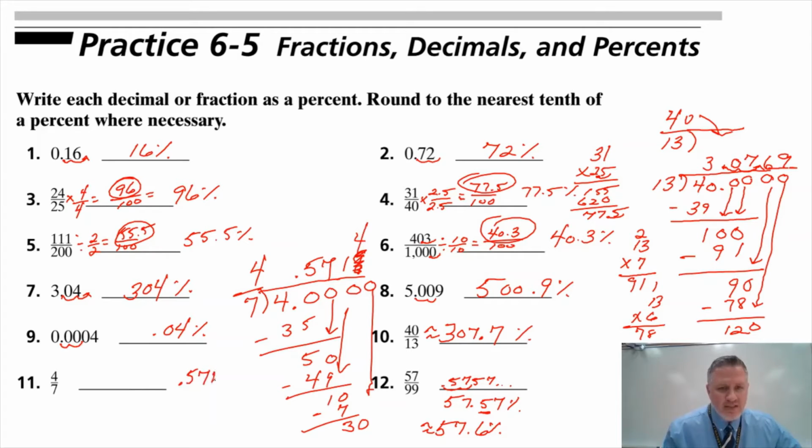I'm sorry, 5714. I really don't care about the rest because the directions say round to the nearest tenth of a percent. So in order to do that, I only need to go out 4 decimal places. Okay, I did it over here too, right? 4 decimal places after the 3.